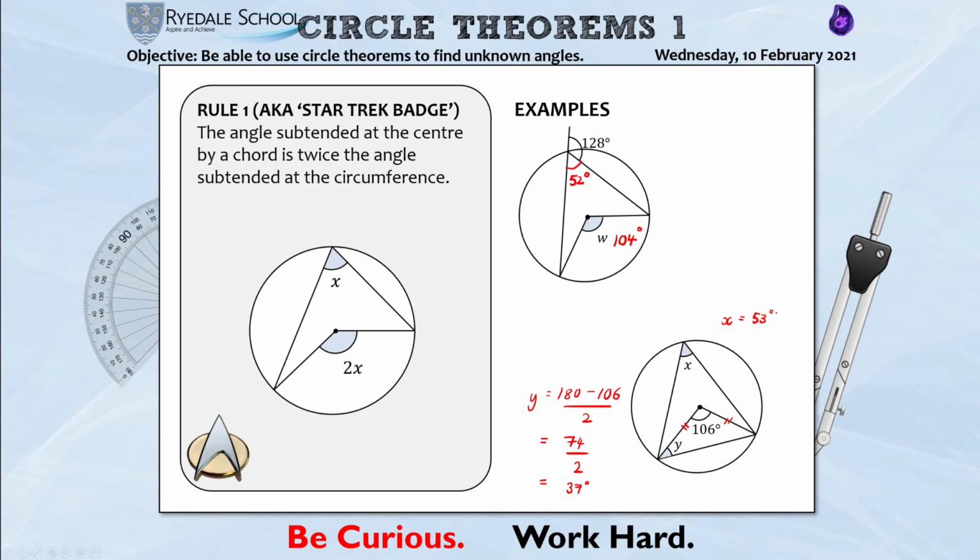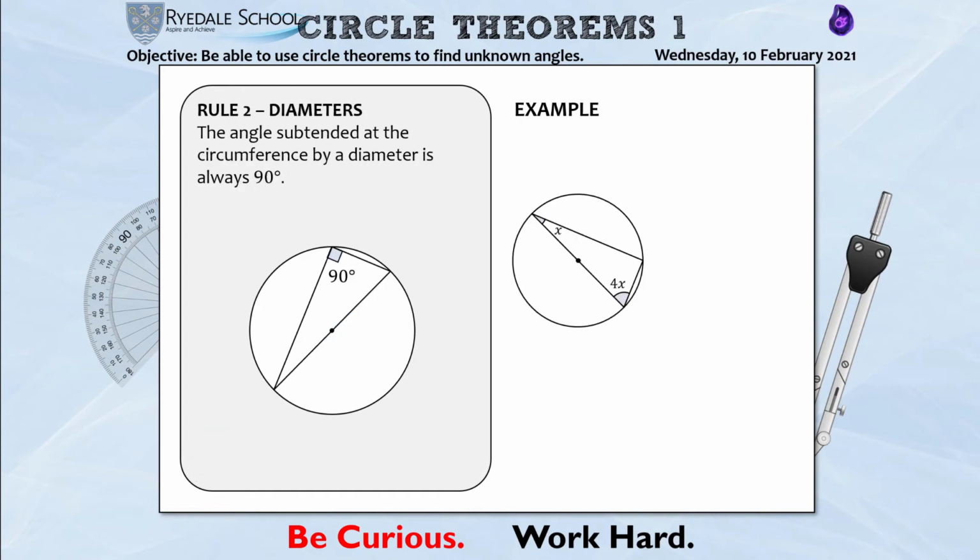Now, sometimes in the question, it might say give a reason as to why. If you write the reason, Star Trek badge, you are not going to get the marks, I'm afraid. That is just a nice way of remembering it. You would have to argue that the angle at the centre is twice the angle at the circumference. Rule number 2. And we'll see in Circle Theorems part 2 why this is an extension of rule number 1.